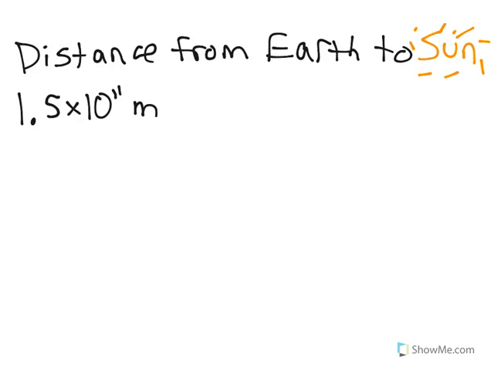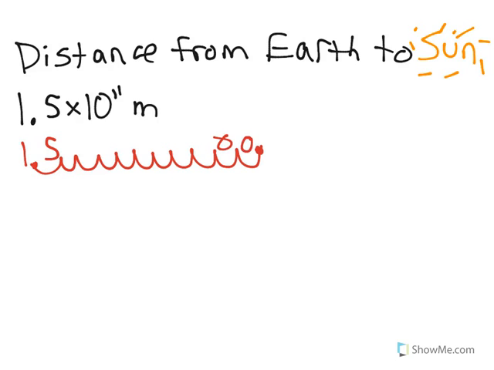Now, in this example, we're told that the distance from the Earth to the Sun, in scientific notation, is 1.5 times 10 to the 11th power meters. Now, if we want to know what that number would actually be, we can convert it. So if it's 1.5 times 10 to the 11th power, that means we have to move the decimal over 11 times. So 1, 2, 3, 4, 5, 6, 7, 8, 9, 10, 11. So let's see how many zeros that's going to be. Fill all those spaces in.